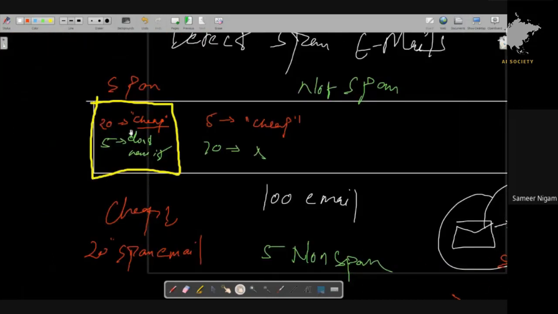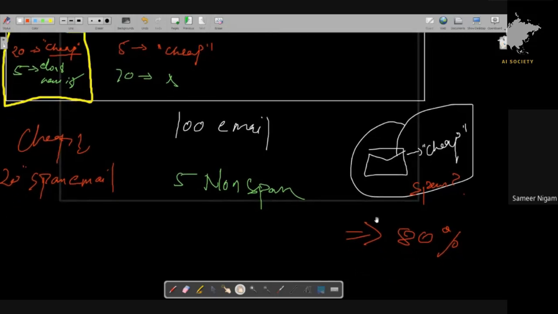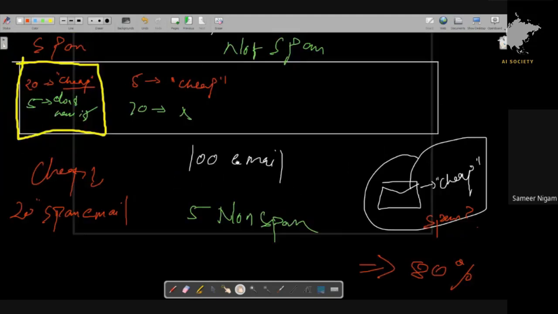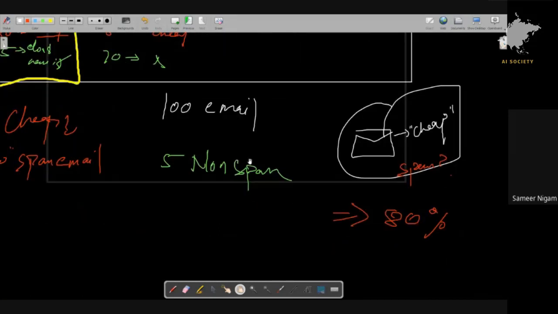Out of 25 spam emails, 20 of them are containing the word cheap. Let's say a new email comes and that email is containing the word cheap. What is the probability of that email being not spam? Tell me what is the answer. Everyone is going to say 20%. There are two ways to look at it. If the spam is 80%, then definitely the rest is 20%. And if you go to the 75 section also, out of 75 emails, 5 of them are containing the word cheap. That means 20% of the emails containing cheap are not spam, and that is why 20% is going to be the answer for not spam.